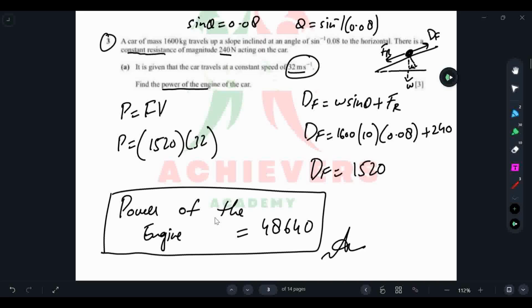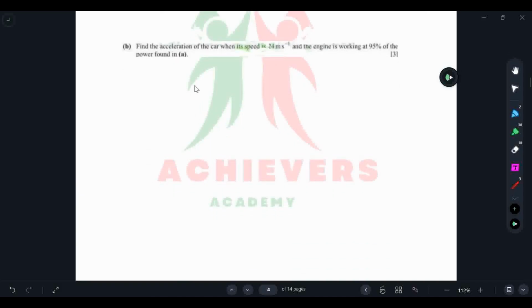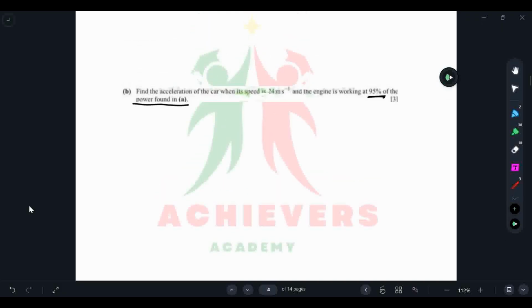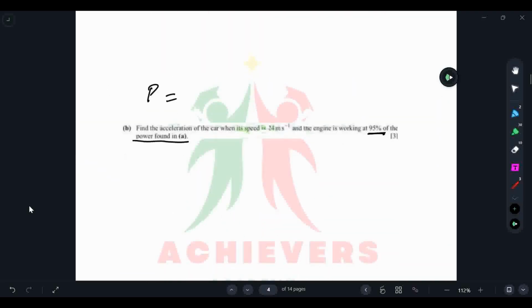I hope that the concept is clear. Let's move to the B part. Find the acceleration of the car when the speed is 24 and the engine is working at 95% of the power found in A. Okay, it means that now the power of the engine is, previously it was 48640. So 48640 multiplied by 95%, which means 0.95.